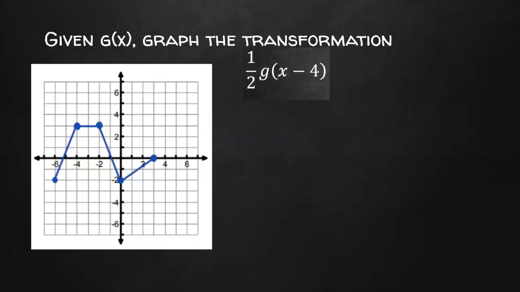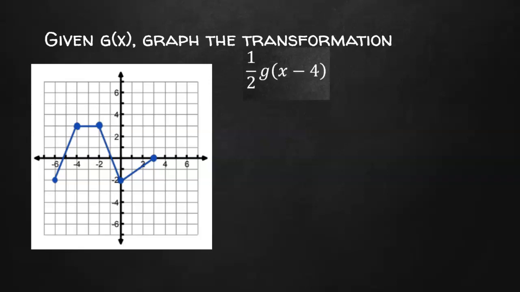Okay, here we have 2 transformations. So the very first transformation we see is the 1/2. Now it's happening on the outside of my function, so that's going to impact my y. So I'm going to take every single one of those y values and I'm going to multiply them by 1/2 or divide them by 2.